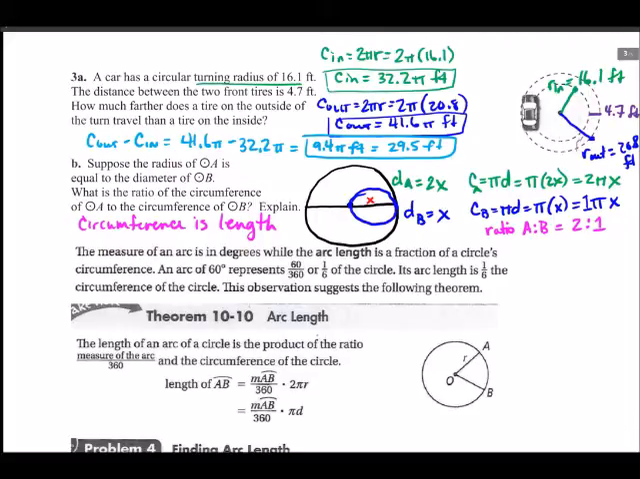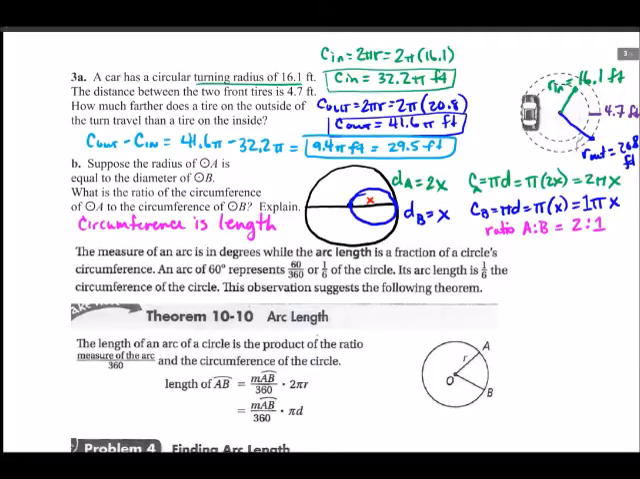Our car has a turning radius of 16.1 feet. The two tires are 4.7 feet apart. You drive around in a circle. How much farther do the outside tires go? So my inner radius is 16.1 feet. My outer radius is that plus 4.7, so 20.8 feet.